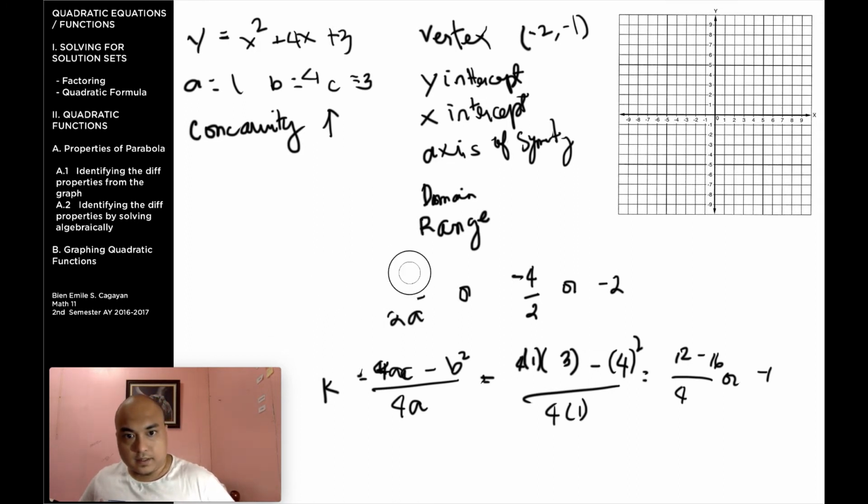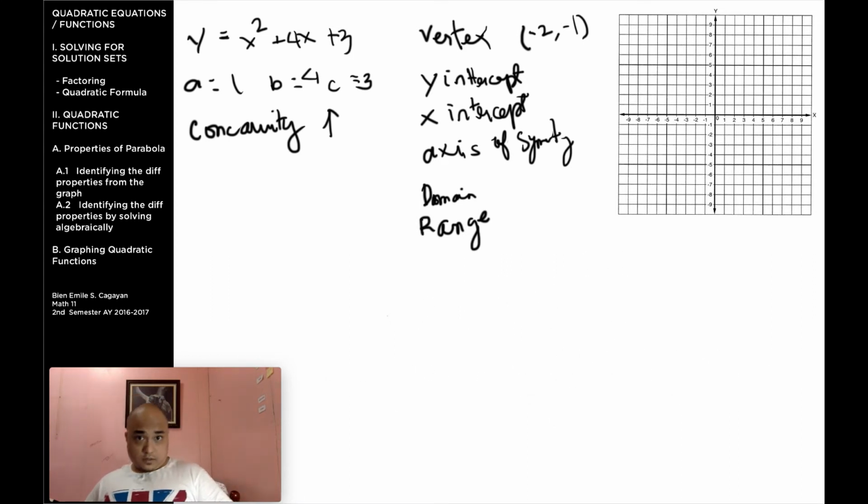Let's delete this to look for the x and the y. So for the y-intercept, you simply exchange the values of x to zeros: 0 squared plus 4 times 0 plus 3. So the y-intercept is 0 and 3.